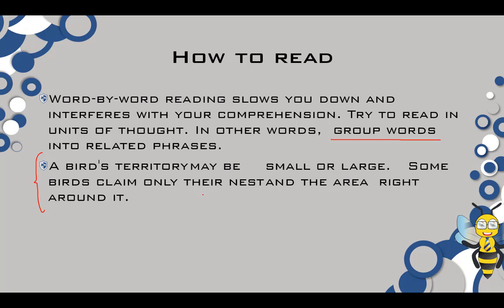Try to read in units of thought. In other words, group words into related phrases. Not even a whole paragraph. You should, for example, read: a bird's territory might be small or large. Some birds claim only their nest and the area right around it. So you can also separate sentences when you're reading. Like I said at the beginning, a bird's territory might be small or large. So I understand this specific part, that it must be small or large, and I'm talking about a bird's territory because I'm reading in groups of words, not word by word.